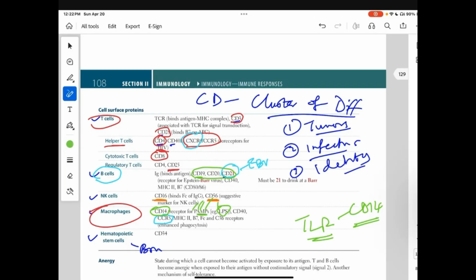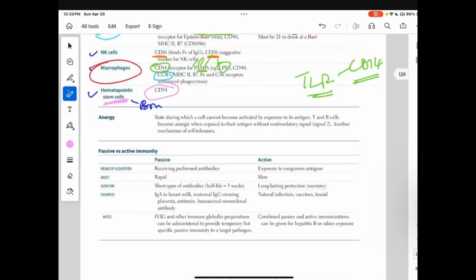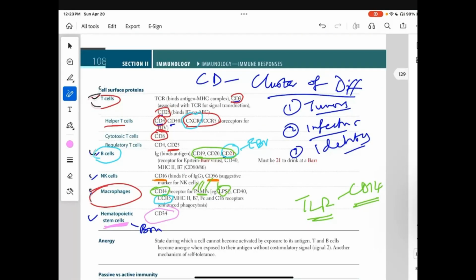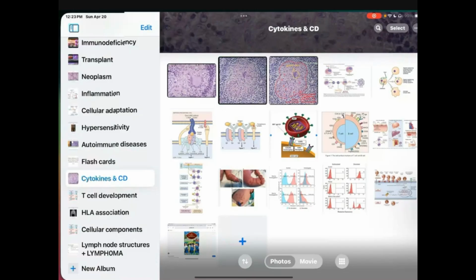Then whenever you hear CD34, think of bone marrow stem cell. All right, CD34, think of bone marrow stem cell. Okay, so moving on from that. Let me just illustrate one more thing here before I move on.